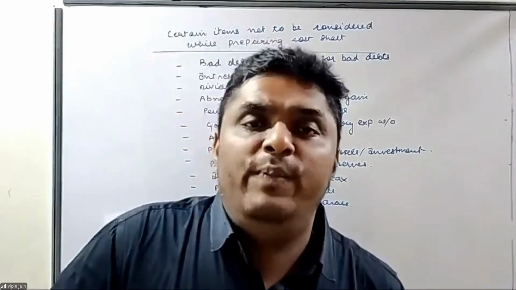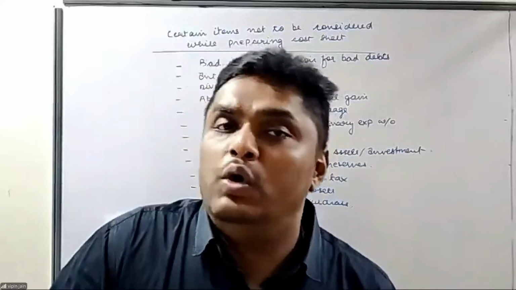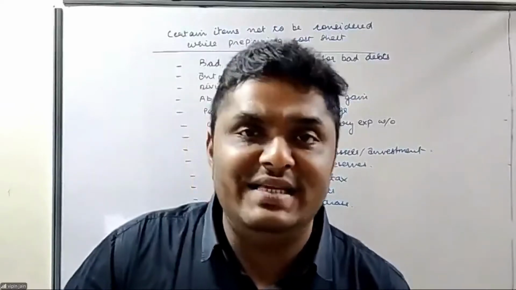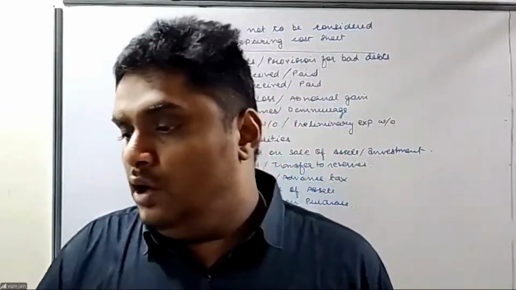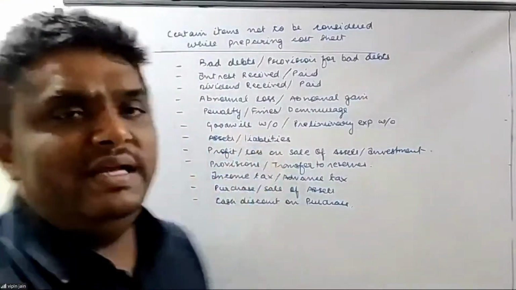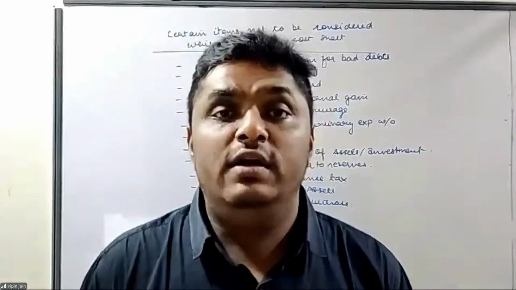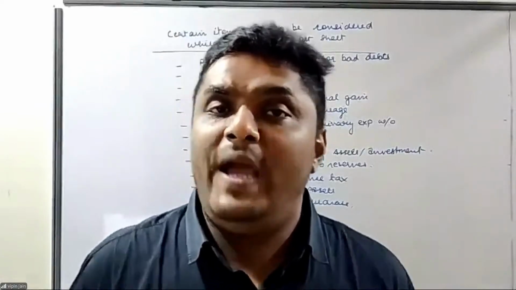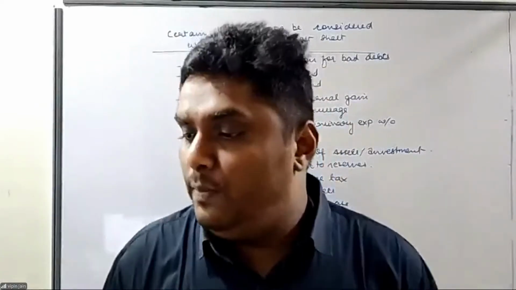Demurrage is a kind of penalty or fine levied by the port authority if you delay in releasing the shipment. Drawings, again, as I said, all the assets and liabilities will never form part of cost sheet. Drawings is the drawings of capital amount, so again it will not form part of cost sheet.